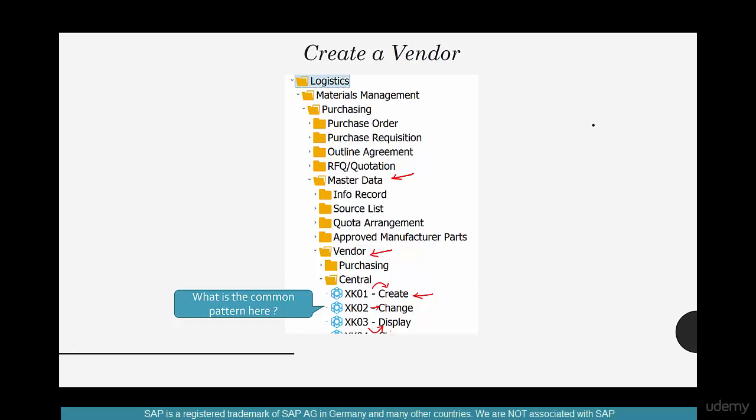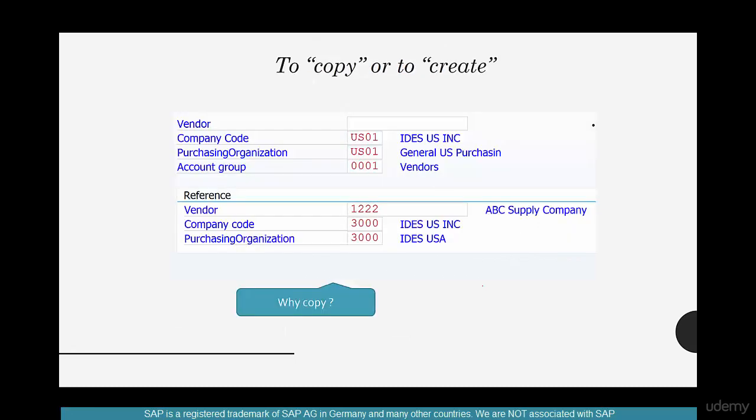Now, when I say easy access, it's the huge menu pad that you see as soon as you log in, as opposed to SPRO. SPRO is also a huge list of menus that's completely in a different transaction called SPRO. But easy access is what you see as soon as you log in. Let's do it in SAP.